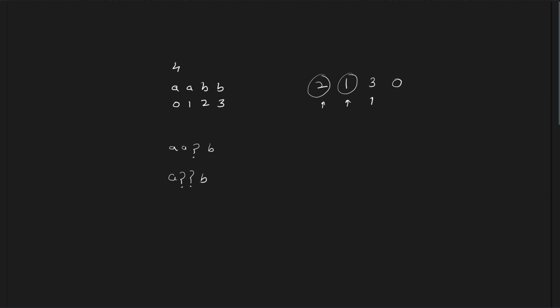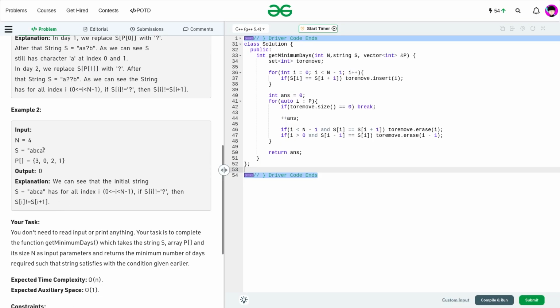If I decide to like take this particular 3 also, then the string will be like this, right? And this will be counted as 3 operations. So we have to tell the minimum number of operations required such that no two adjacent elements are equal. So for example, these two elements are adjacent and they are equal. These two elements are adjacent and they are equal. So we have to find the minimum number of steps or operations required such that no two adjacent elements are equal.